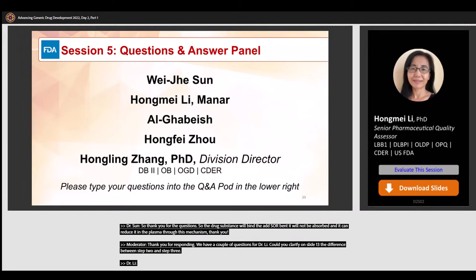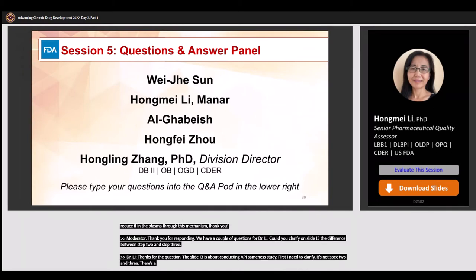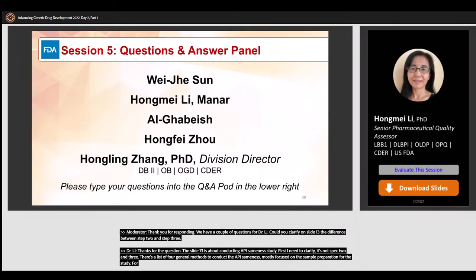Thanks for the question. Slide 13 is about conducting API Q1/Q2 study. First, I need to clarify it's not step 2 and 3. There are a list of 4 general methods to conduct API Q1/Q2 studies, mostly focused on the sample preparation for the study. For the second method, test API versus extracted RLD API, means you compare the pure API used in your test product with API extracted from the RLD product.